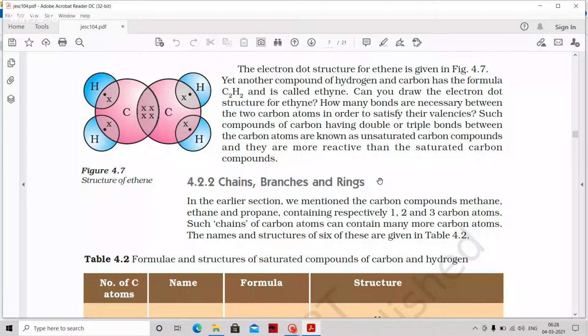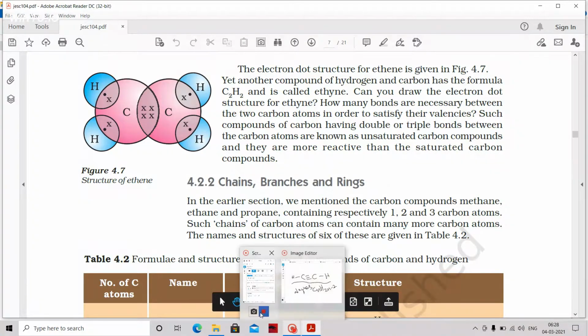In such a way we are able to understand the specific compounds. So in the next video we will see the other part.